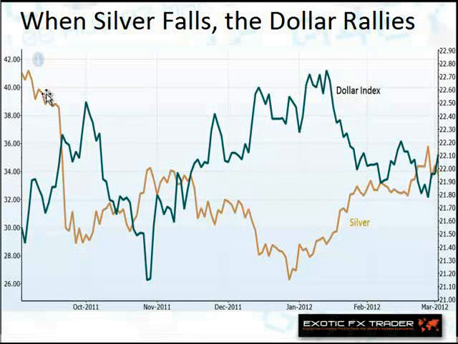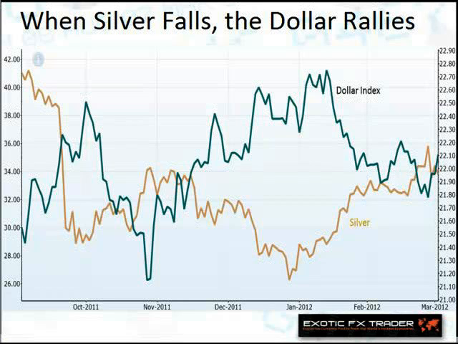When silver drops, the dollar goes up. You can see here when silver goes down, the dollar tends to rally. And when there is a rally in silver, the dollar tends to drop. So there is an inverse correlation between dollar and silver. If you think silver is going to drop, then it means the dollar will most likely rally.